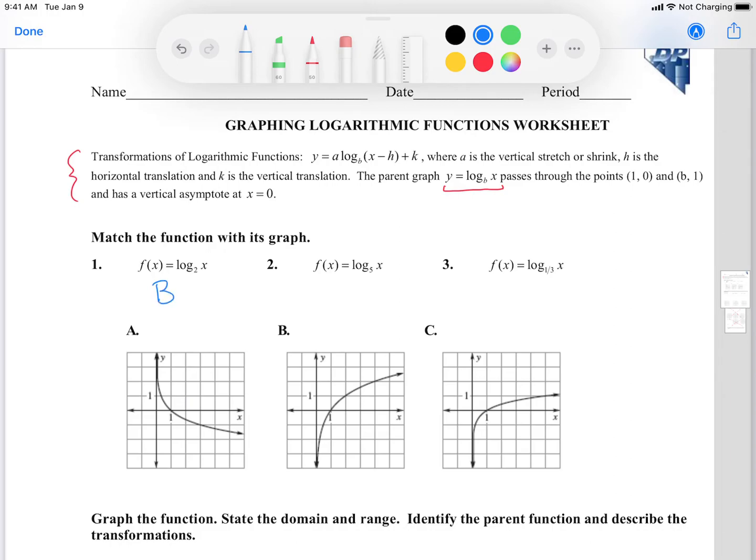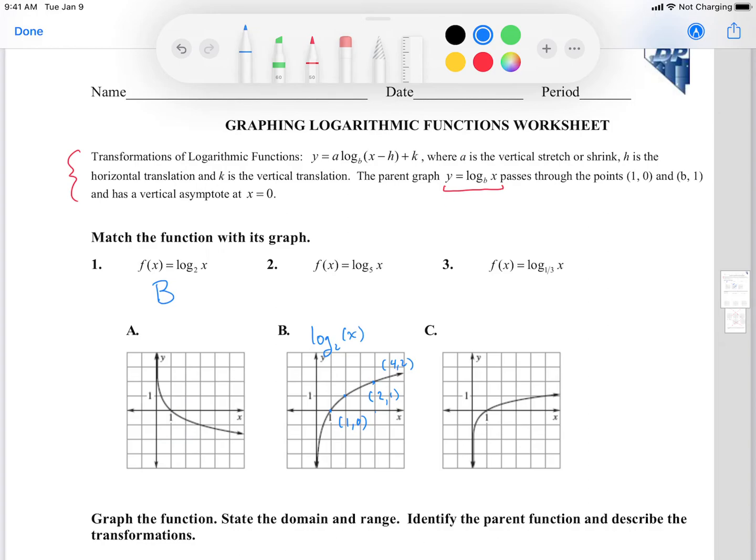The answer is B. Okay? And the reason why, if I look at these points, this is 1, 0. This point right here is 2, 1. And then this next point over here is 4, 2. And those are the exact same ones from the parent function that we just did. So this one is log base 2 of x.